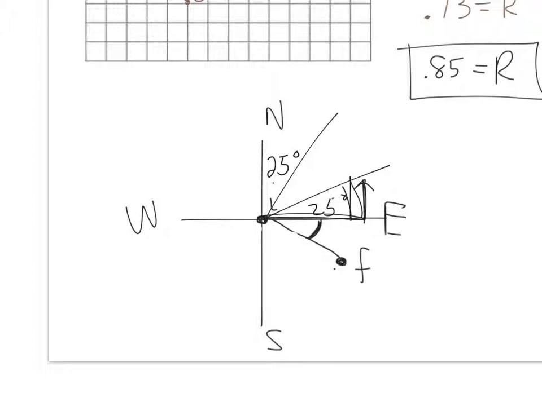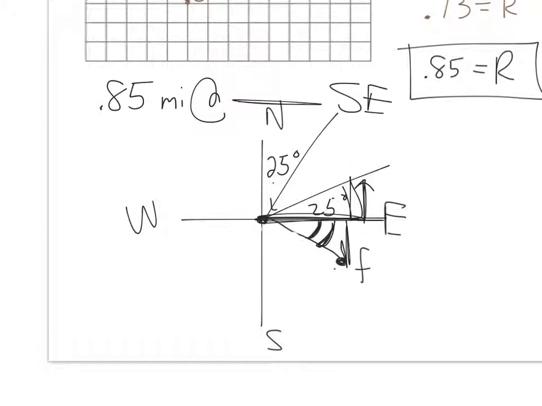Here in our problem, we had to go east and then we had to go south to get there. So it's south of east. This angle here is south of east. So already I know that for this answer, it's going to be 0.85 miles at some angle south of east. My goal is to fill in that blank. I need to figure out what that angle is. So I need to figure out this angle right here.